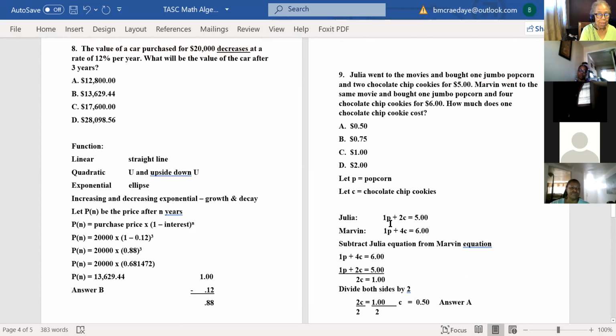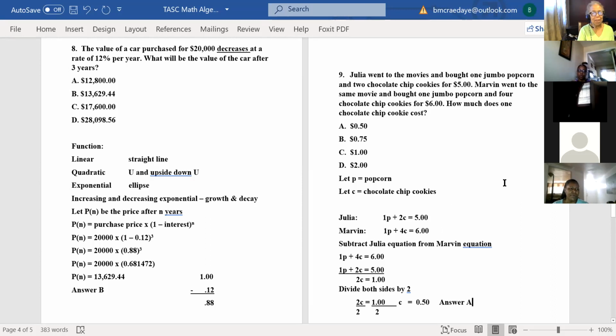Okay. So you were able to set up Julia and Marvin. First, you use your variables to represent the popcorn and the chocolate chip cookies. Then you put them in the equations. Then you look at something that may be the same. 1p, 1p. Okay, that's the same. So I can do a subtraction and eliminate the 1p. And I'm just left with C for the chocolate chip.